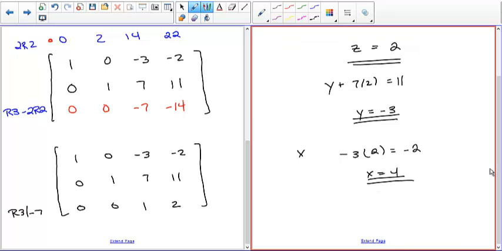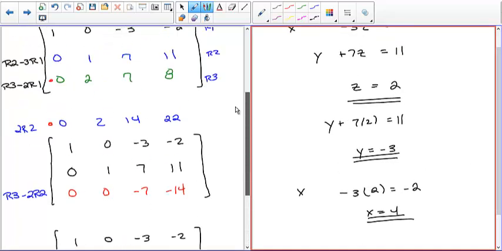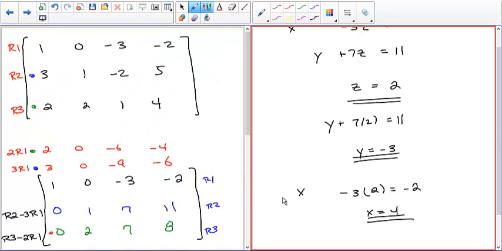And if I go back to my original equation all the way back up here, if I take 4 plus 3 times negative 3 times 2, that's 4 minus 6, which is negative 2. And if you plug in here, you get 2 times 4 is 8, plus 2 times negative 3 is negative 6, so you get 8 minus 6, which is 2, plus z. 2 plus 2 is 4, which equals 4. Okay, so it did work out.